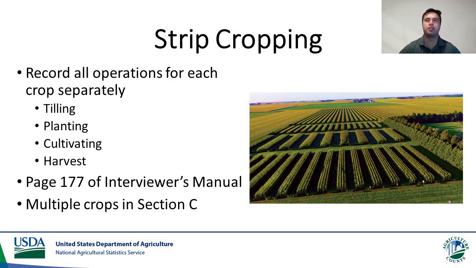Strip cropping is the practice of planting multiple crops in alternating strips in one field to prevent soil erosion. If the field is specifically strip cropped, include the operations for each crop, making sure to record the current crop code for each operation. For example, say a producer has planted alternating sections of dry edible peas and canola in one field. They disked the field until they planted and had no field operations until they harvested. This will equate to 6 lines of data in the field operations table: disking, planting, and harvesting for both dry edible peas and for canola.